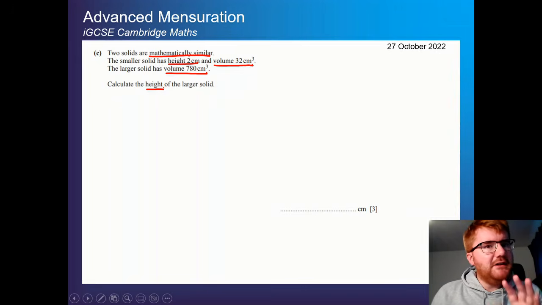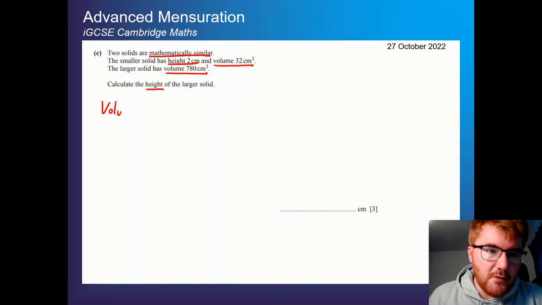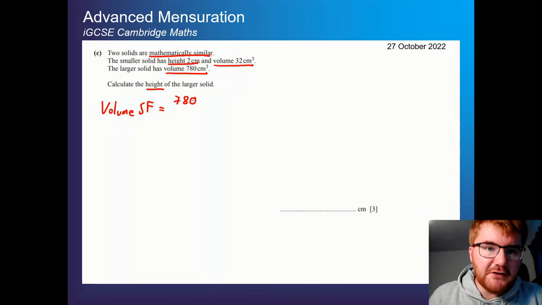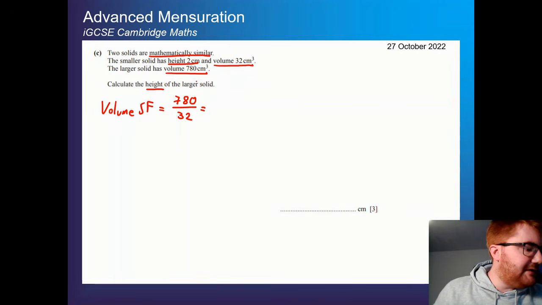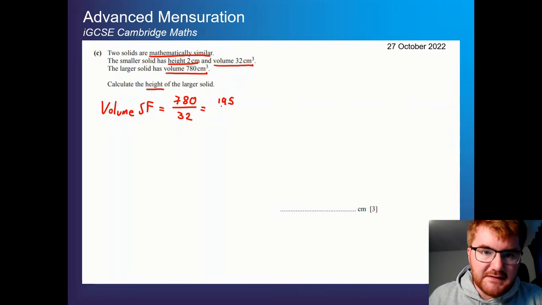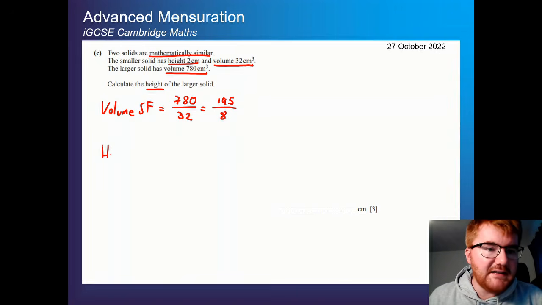So if I see a question like this, the first thing that comes to mind is what's the same? And notice we've got the two volumes of the two solids. So that lends me to work out the scale factor of the volume. Now, how do we do that? Well, we do big divided by small, 780 divided by 32. If we pop that into our calculator, there we are, we get 195 over 8. And we need to use this now to work out the height scale factor.